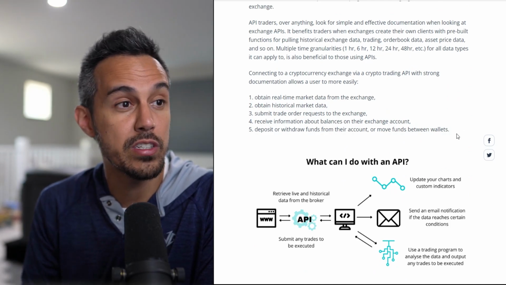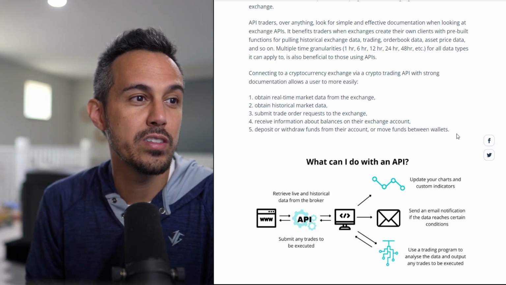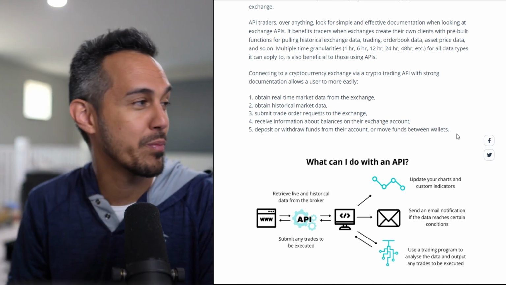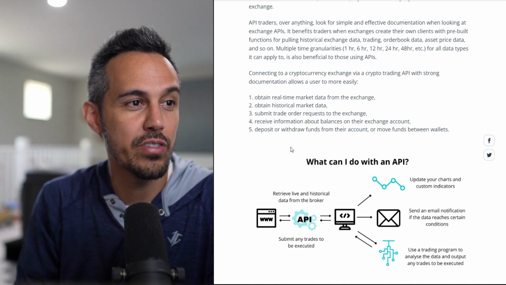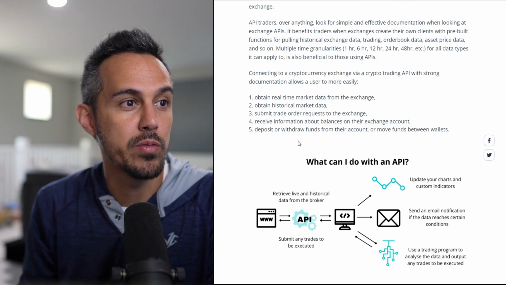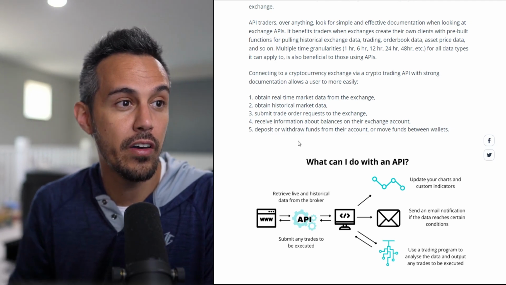Real-time market data from the exchange, historical market data, which I think is obviously very valuable, especially with something like Bitcoin. If I'm looking at Bitcoin, I'm not going to look through several years of historical data. It just takes too long. Submit trade requests to the exchange. Information about balances on your exchange account, and then deposit and withdraw.